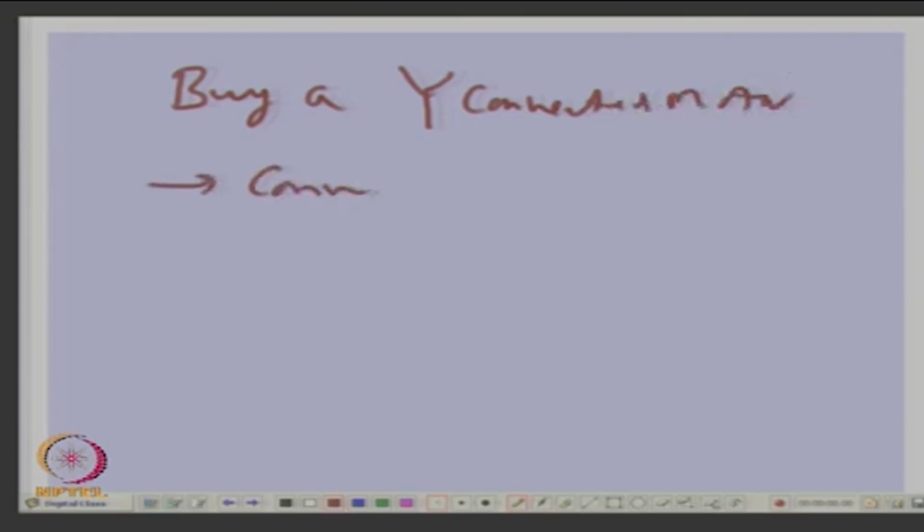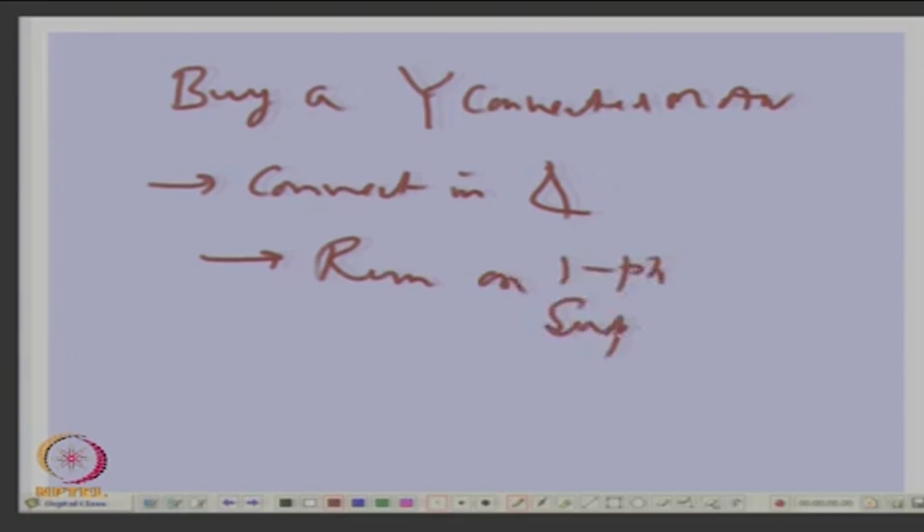So, that means buy a star connected motor and connect in delta and run on single phase supply. This is the only practical way. Otherwise, you have to make a separate single phase motor, which is again more expensive, etc.